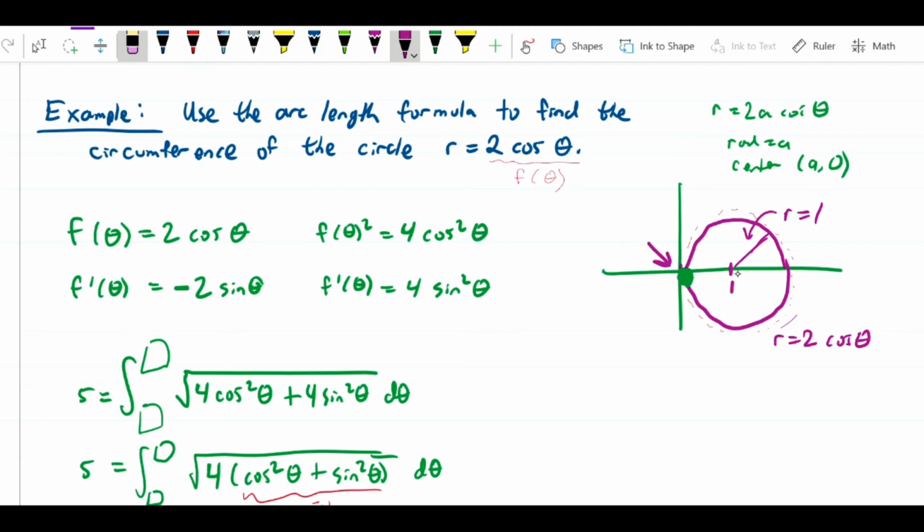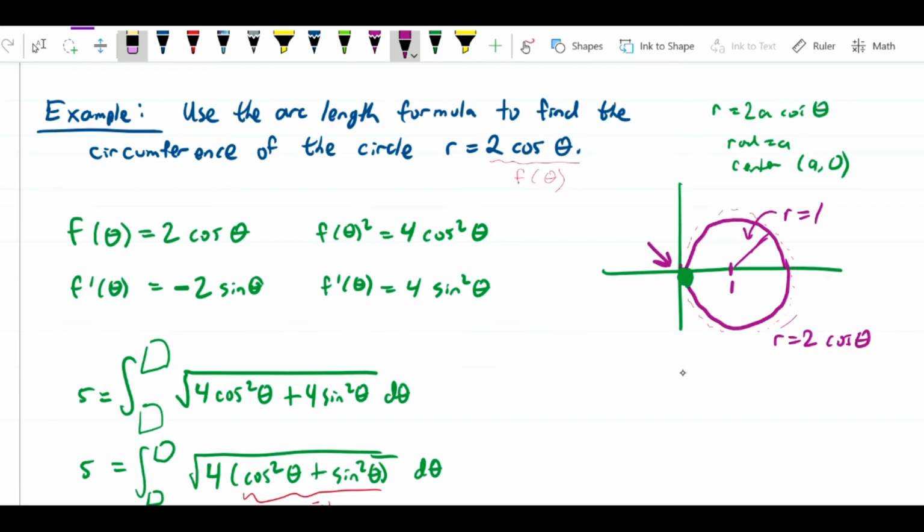I'm not interested in how far it is from this point. I'm interested in how far the green dot is from itself. In other words, from the point that's sitting right at the origin. So that's why it's 0. So that's going to happen. Cosine is going to give us 0 at pi over 2 and negative pi over 2.